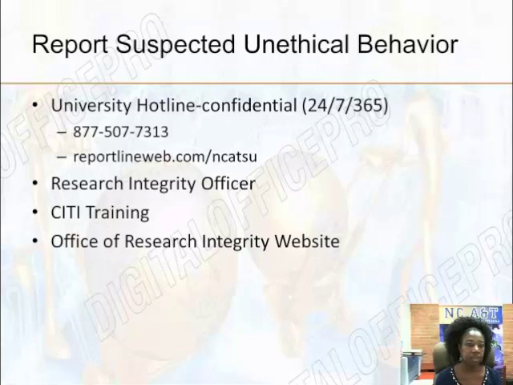If you want to report suspected unethical behavior, you can use the university hotline. It is confidential and available 24 hours a day, 7 days a week, 365 days a year. Number being 877-507-7313, or you can go online to reportlineweb.com/NCATSU. You can also contact me as your research integrity officer.